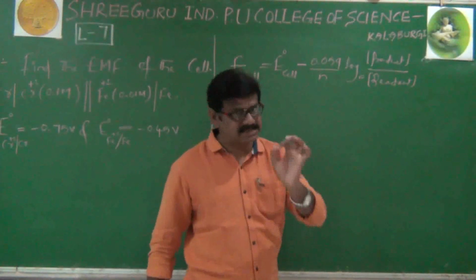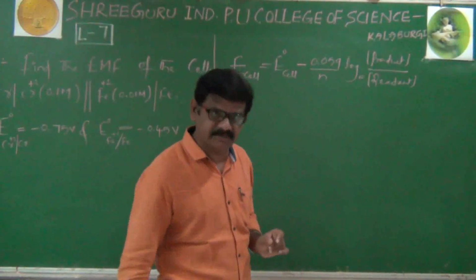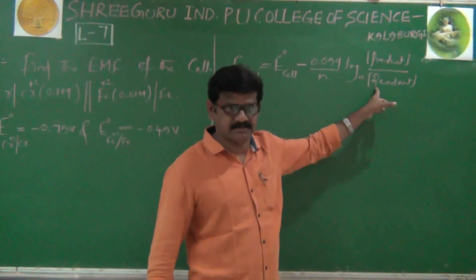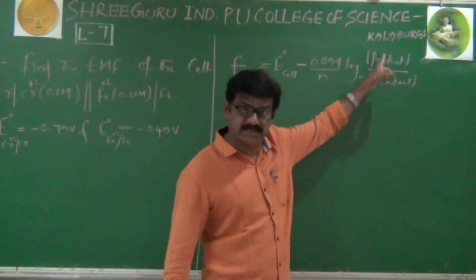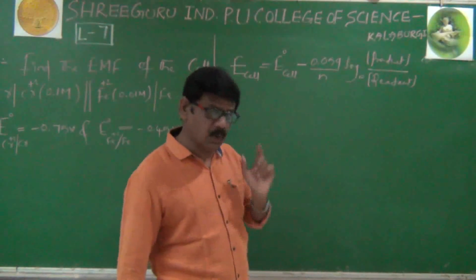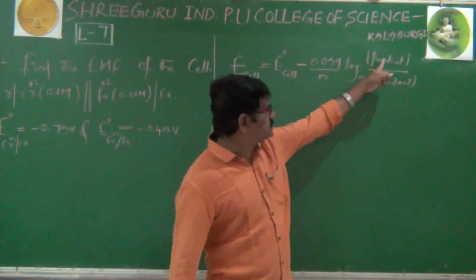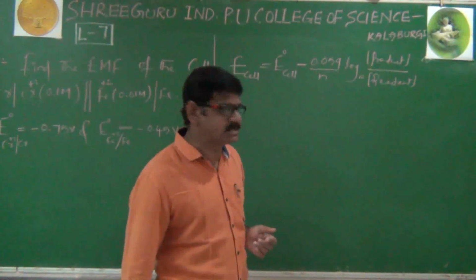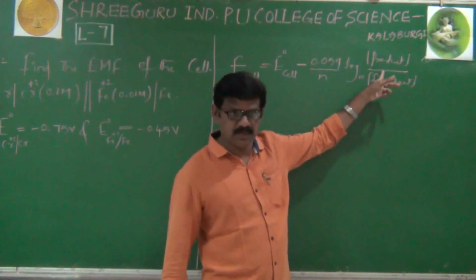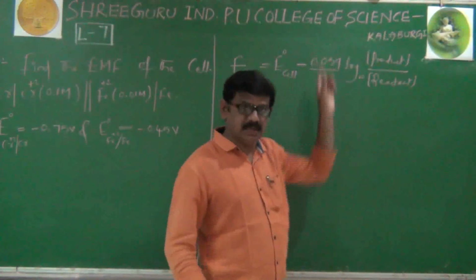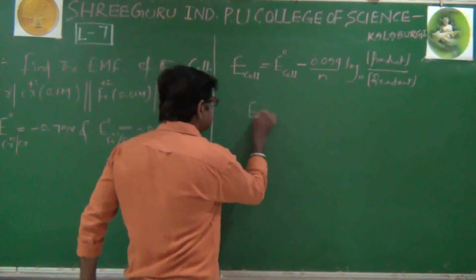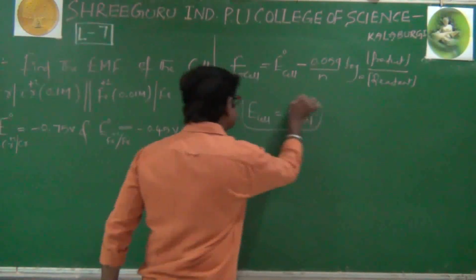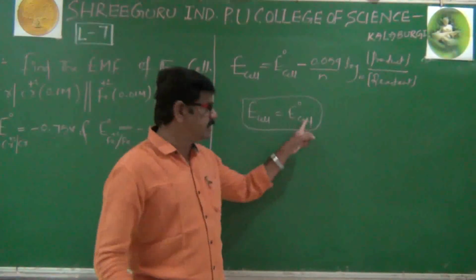Compulsorily, we have to write the corresponding net cell reaction. From that net cell reaction only we have to identify which is product and which is reactant, and then write the product and reactant concentrations here. Suppose the product concentration and reactant concentrations are exactly 1 molar, then what happens? Log 1 is 0, so this part becomes 0. In that case E cell is equal to just E naught cell only.